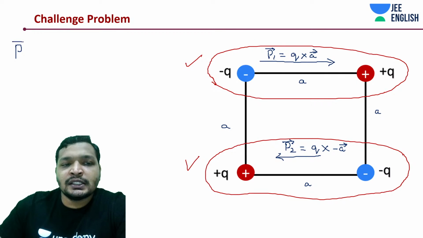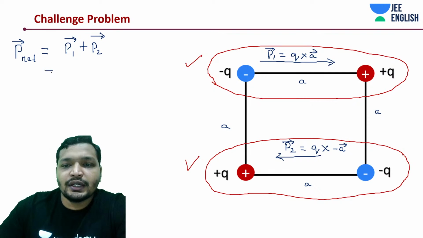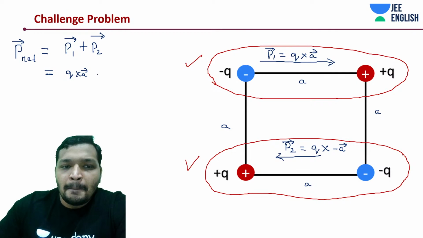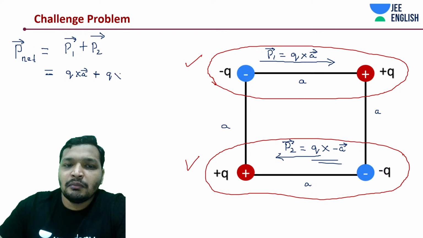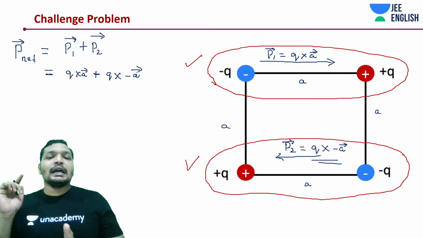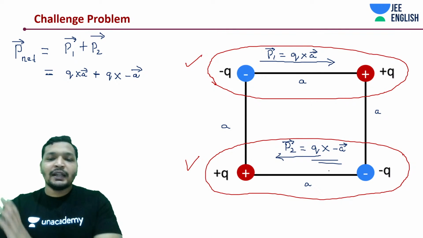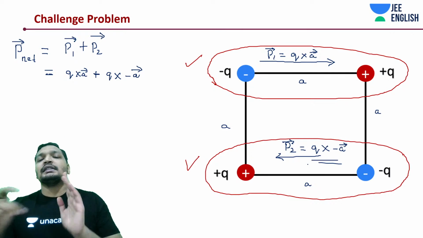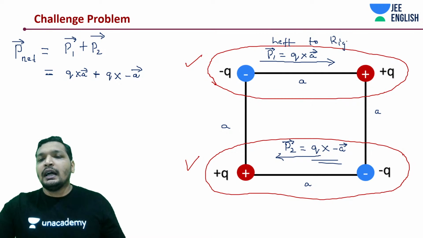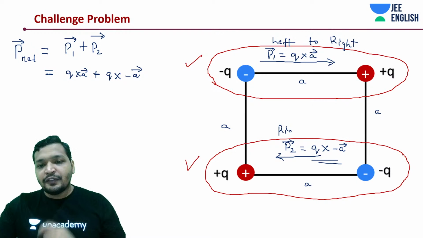What is the net dipole moment of the system? Net dipole moment of the system is addition of P1 and P2. What do you get that to be? q into a, minus of or plus of q into, from here you can see, q into minus a. Why is that minus a? Because charges are arranged the other way around. So here your dipole moment was from left to right, whereas in this case it was from right to left, negative to positive.